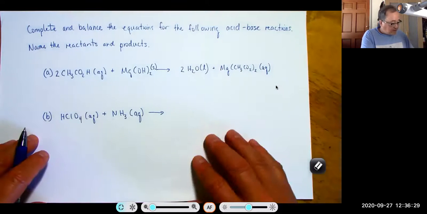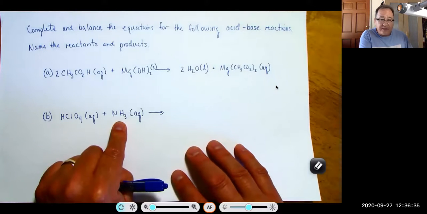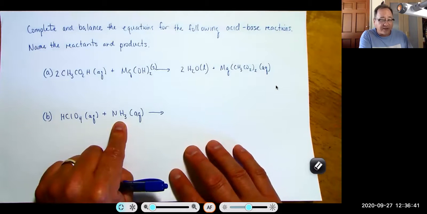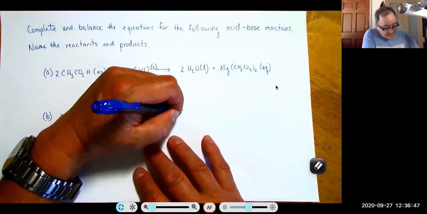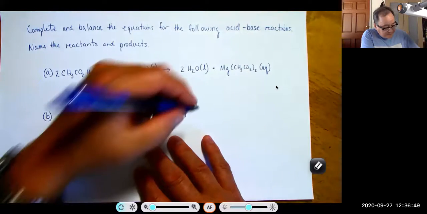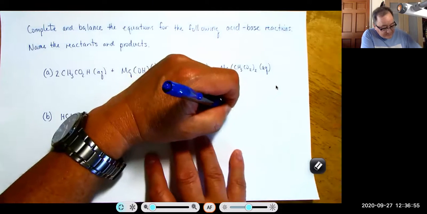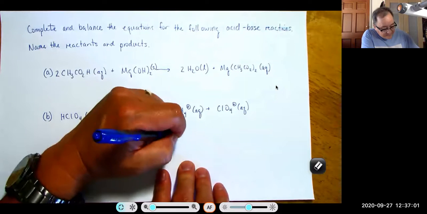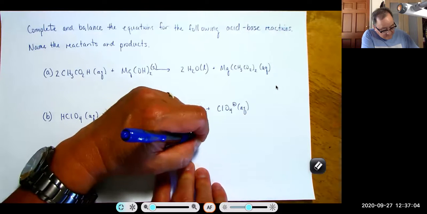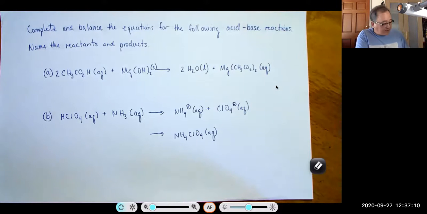So here, how many protons do we have? 1. How many hydroxides? None. But for this ammonia, you pretend it has 1 hydroxide, because when it reacts with water, it produces 1 hydroxide. Okay, so with this one, it's really easy because the ammonia picks up the hydrogen, and you're left with this. And we could have simply written it this way, instead of writing the ions separately. And this is the reaction.